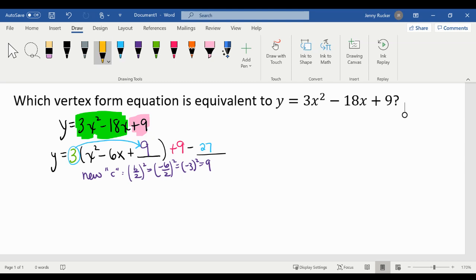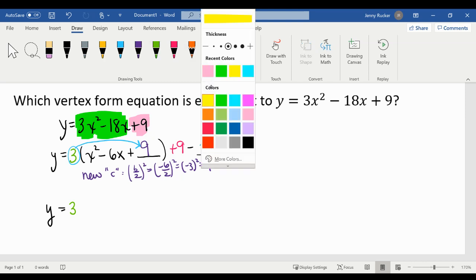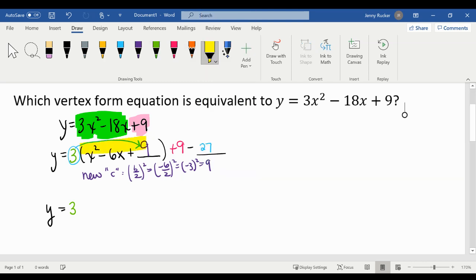Now we're ready to rewrite this in vertex form. So I'm going to start with y equals. I'm going to keep my a value of 3 out there. And I'm going to take what's in this parentheses and rewrite that as a perfect square, since that's what we built. We designed it to make that into a perfect square. So that will be x minus 3 squared. And if you forget, it's that b over 2 value.